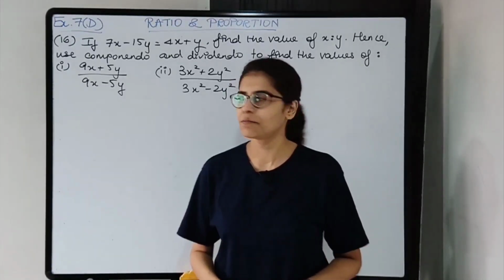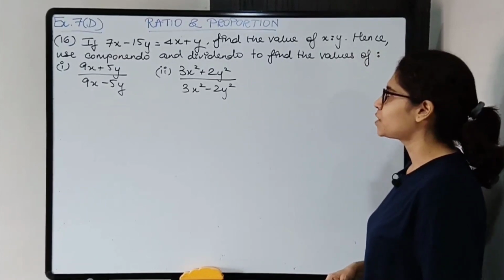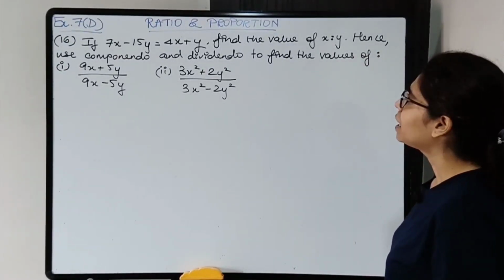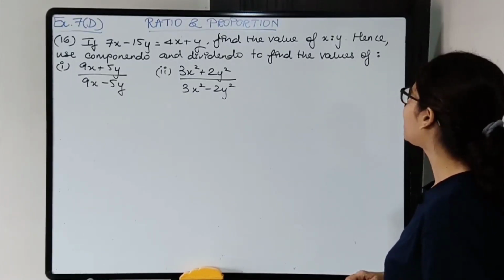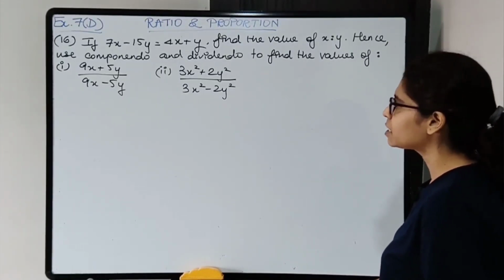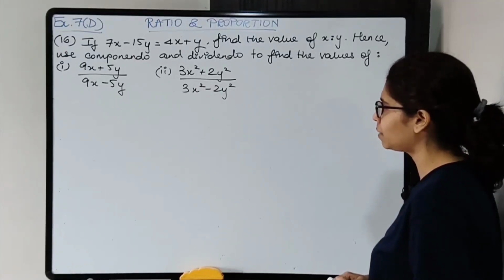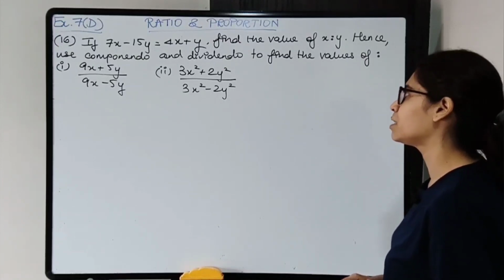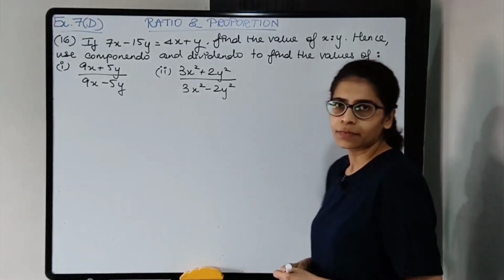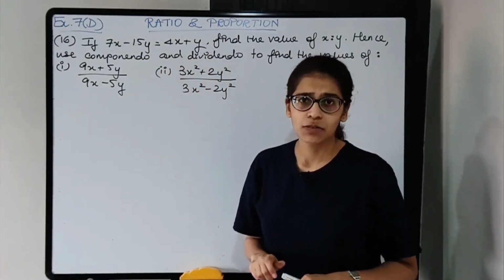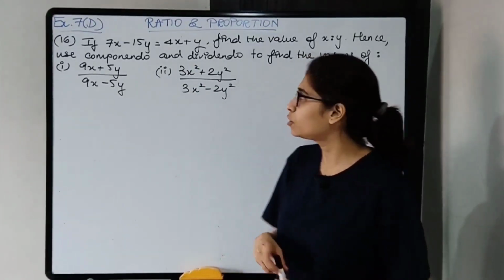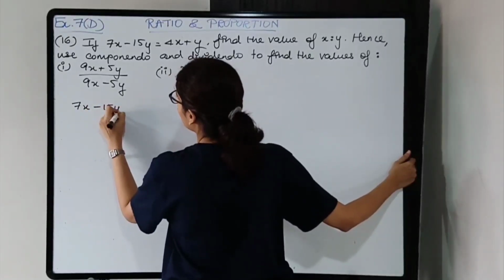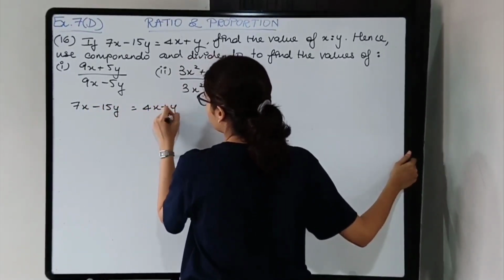Question number 16. If 7x minus 15y is equal to 4x plus y, find the value of x is to y. Hence use componendo and dividendo to find the values of first part, 9x plus 5y upon 9x minus 5y, second part, 3x square plus 2y square upon 3x square minus 2y square. You're given this, so always write down the given first. Alright, so given is 7x minus 15y is equal to 4x plus y.